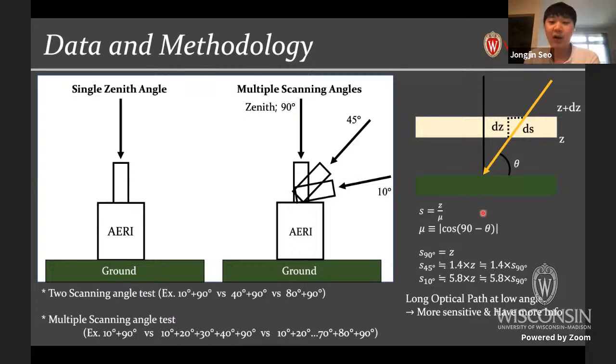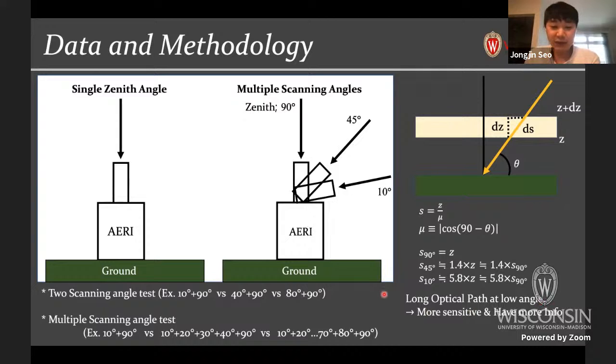So for example, the optical path at zenith is the same as the thickness of the layer. And the optical path at 10 degrees is 6 times as large as the optical path at zenith. So we thought that these long optical paths at low angles make the radiance more sensitive and have more information near the surface.